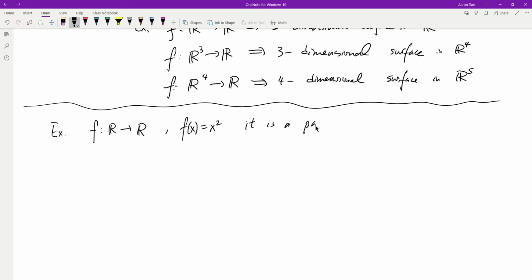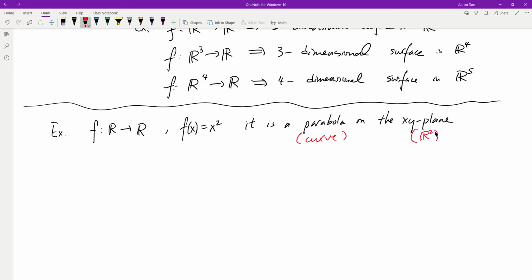Let's say we're going to start with f that maps from R to R. These are the type of function that you have learned how to do back in, I'd say, 7th grade. And let's pick a very easy function so we know what the graph looks like. f of x equal to x squared. Okay, now without even doing anything, we already know what this graph is. This graph is a parabola. It's a parabola on the xy plane.